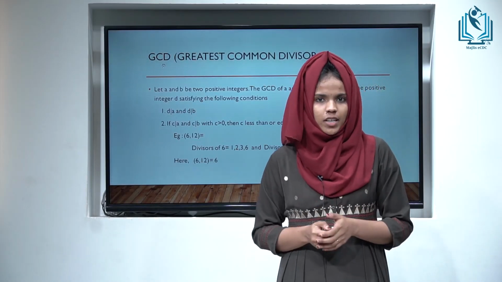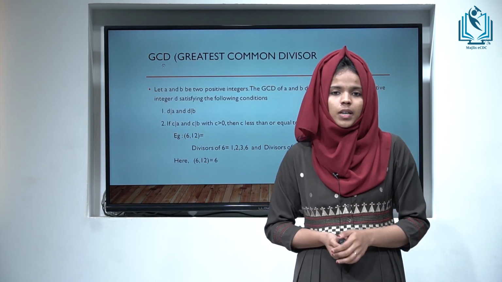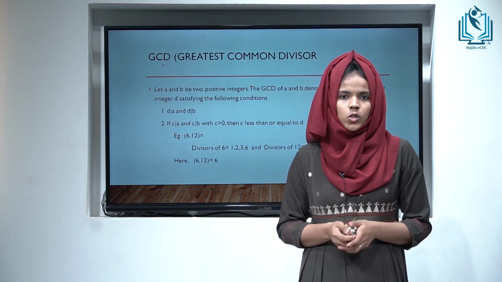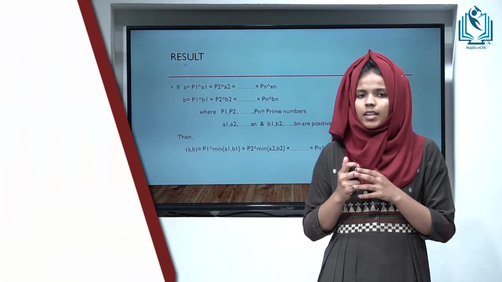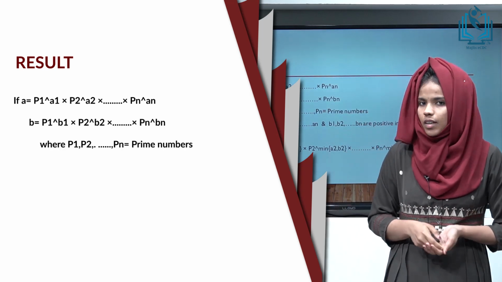In case of GCD also, it is easy to find GCD of small numbers, but it is not possible to find the GCD of large numbers. So, we need a method. This method is also by using prime factorization.